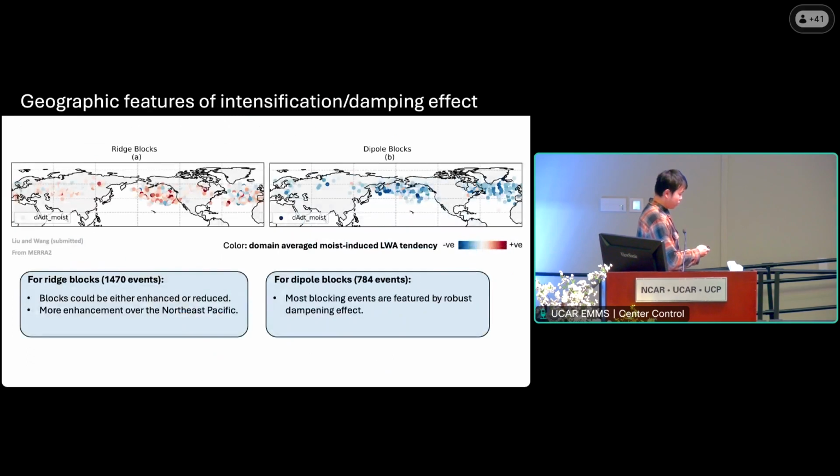And this is also robust in this geographic plot. The dots represent the location of ridge and dipole, and the color represents domain average moist-induced wave activity, basically the intensification or the damping. We can also see that for ridge block, it could be either enhanced or reduced because there are both red and blue dots. And it seems like the enhancement is located at the Northeast Pacific. Well, for the dipole block, you can see that nearly all of the dipole events are featured by strong damping effect over the two oceans and even over the continent.